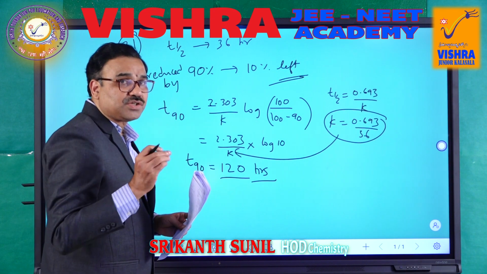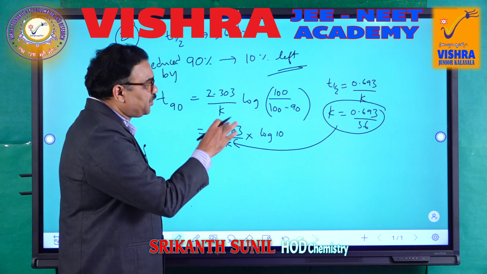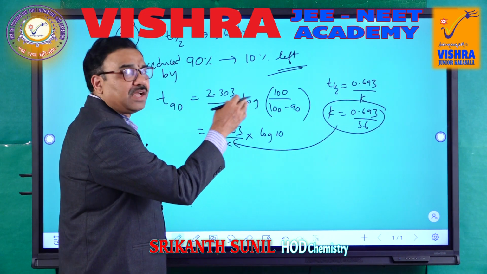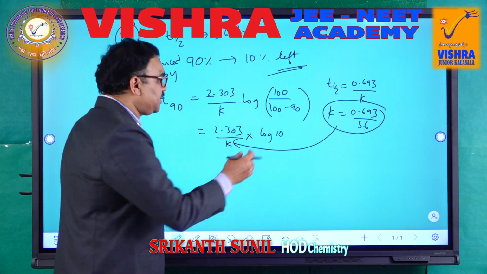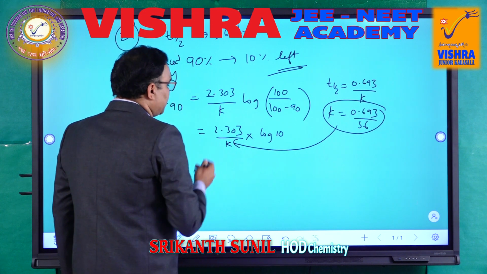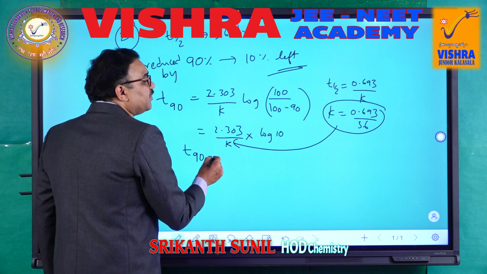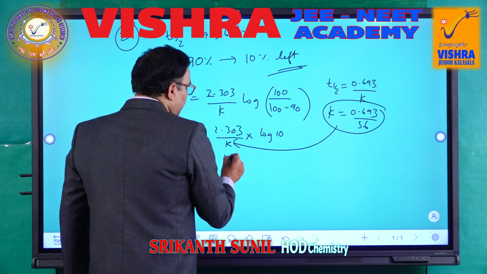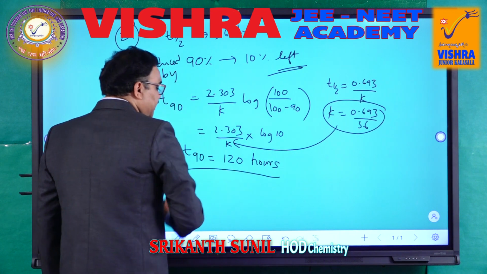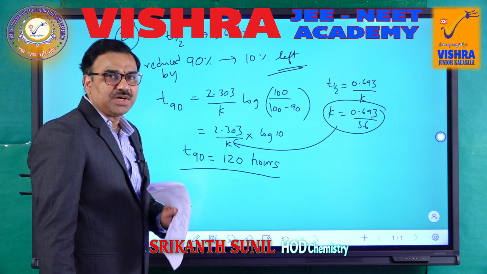Simple first order kinetics equation. Okay, students, up to here we have to calculate the K value from the T half of a first order reaction. Then substitute the K value here, and then you will get this T90 value, which will be nearly 120 hours. So we can say that the numerical answer for this question 21 is 120.